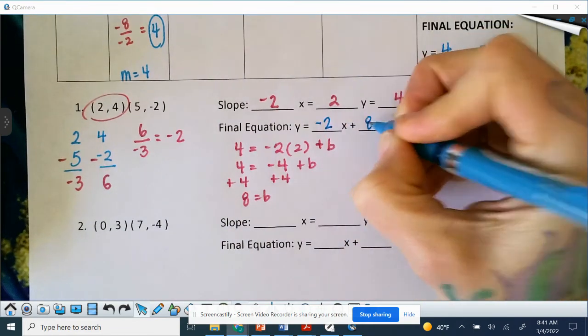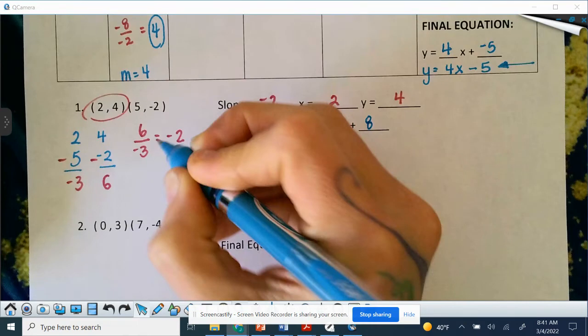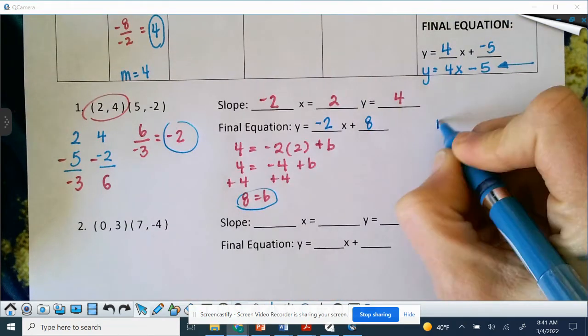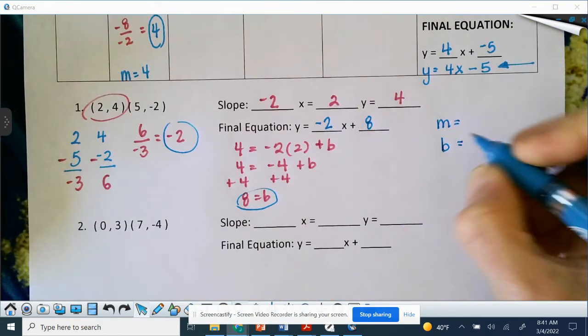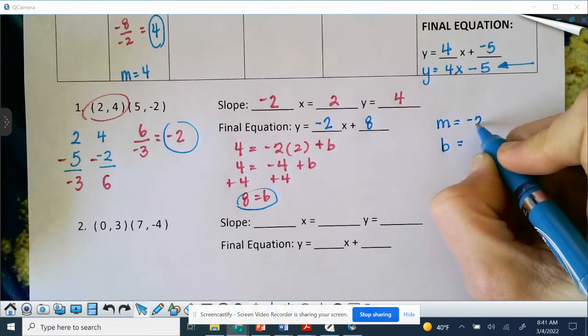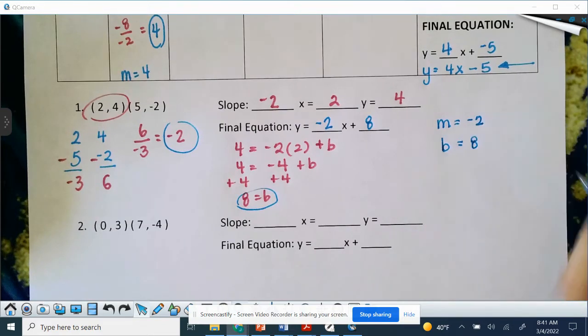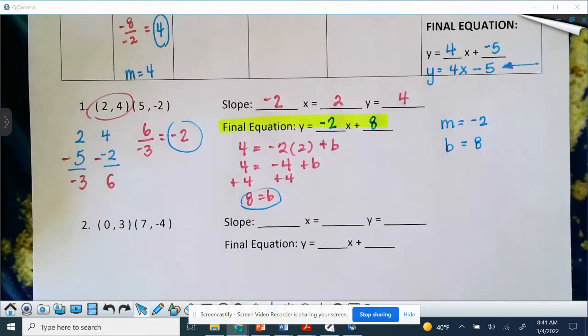And sometimes it's helpful if you circle these, or if you make a list out to the side, because you know you're going to need your m and you know you're going to need your b. So in this case, my m was negative 2, and my b was 8, just so you don't pull one of the wrong numbers, because there's a lot of numbers going on there. And again, you need your slope and your y-intercept to write the final equation of that line in slope-intercept form. So this is the answer to the question. Everything else is just the work to get there.